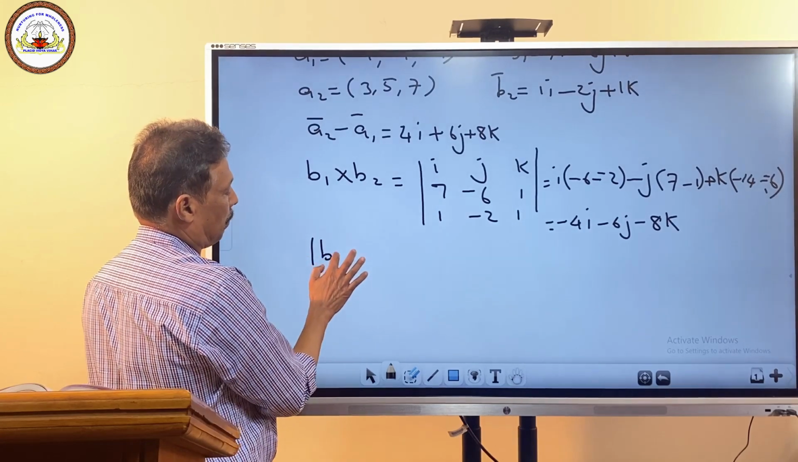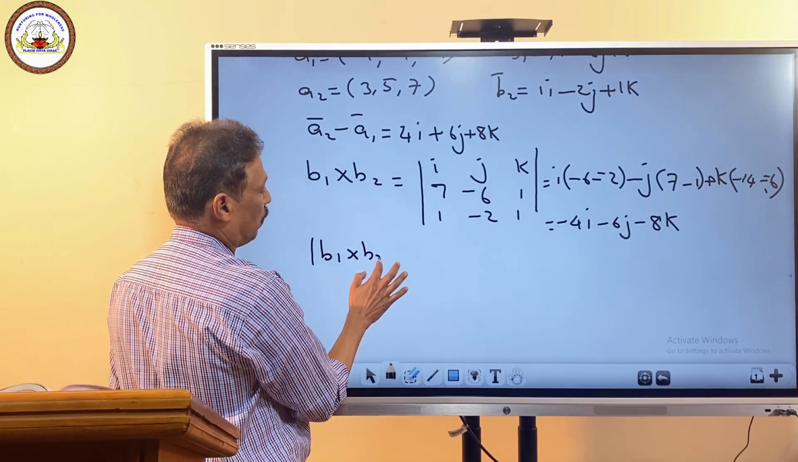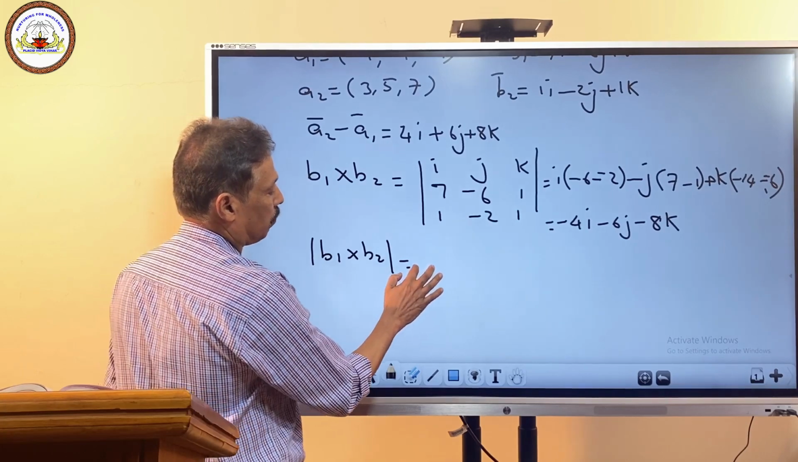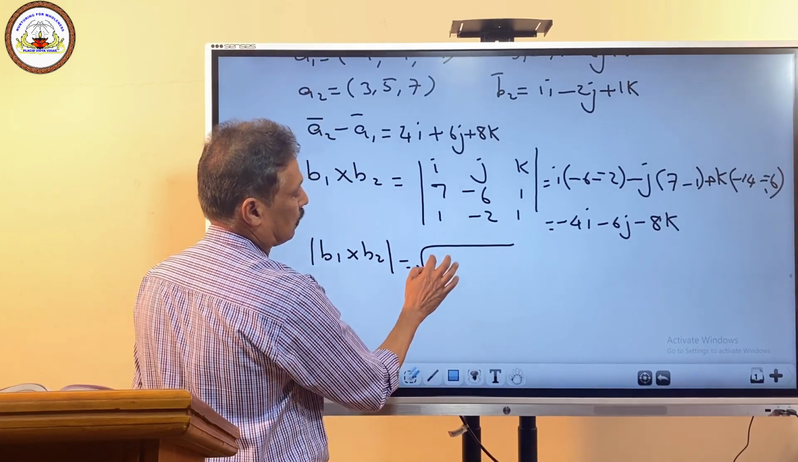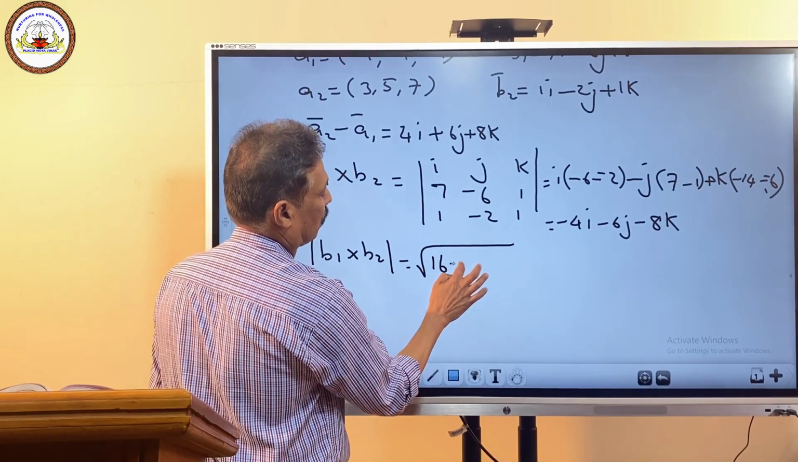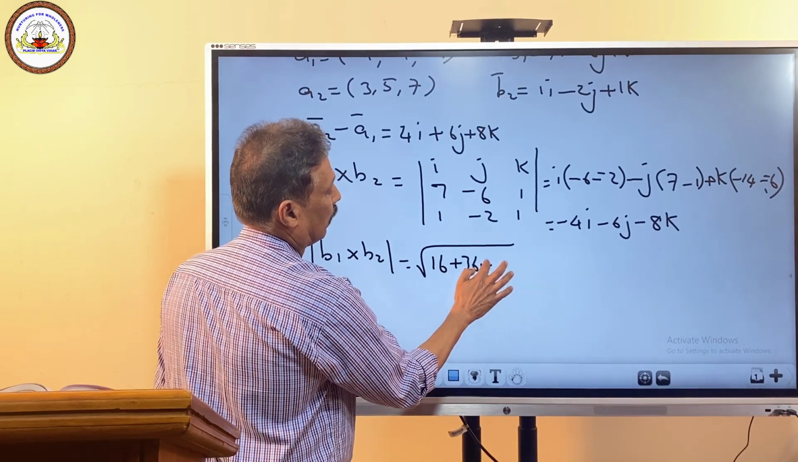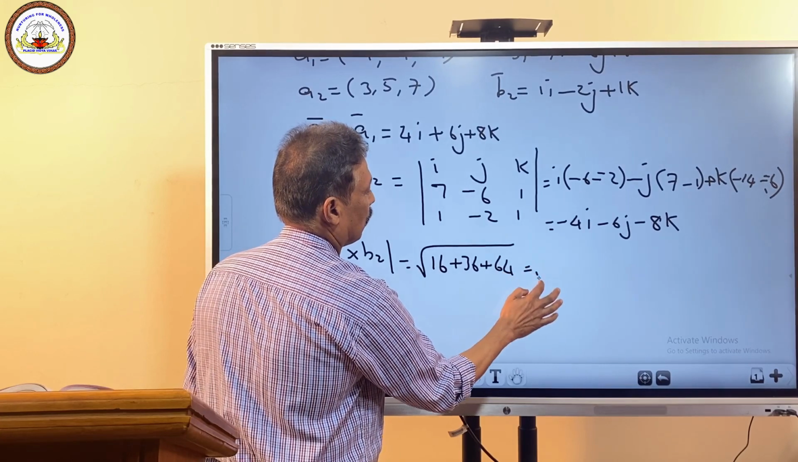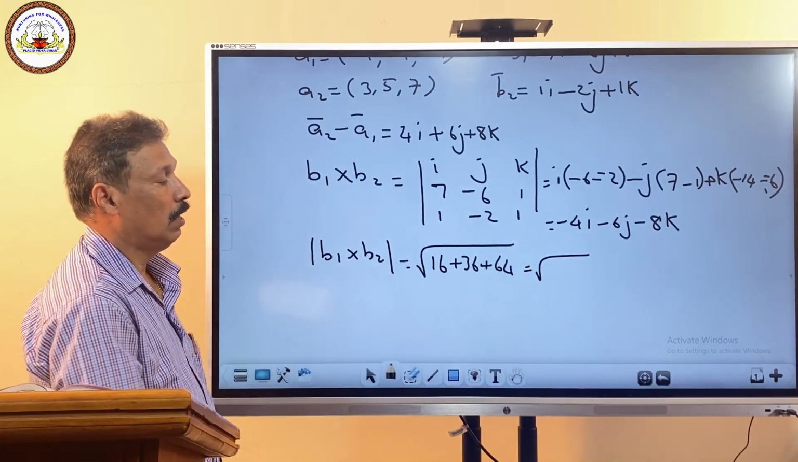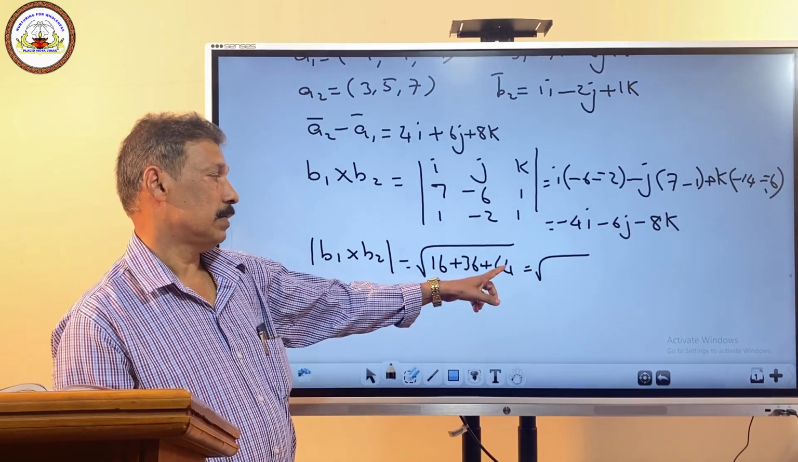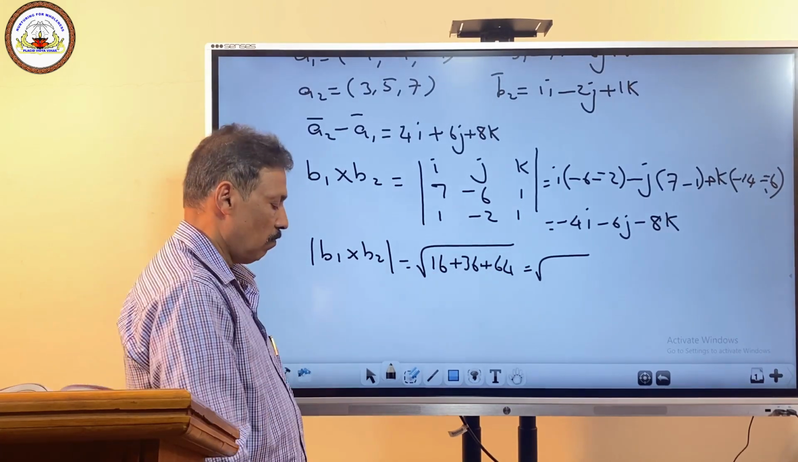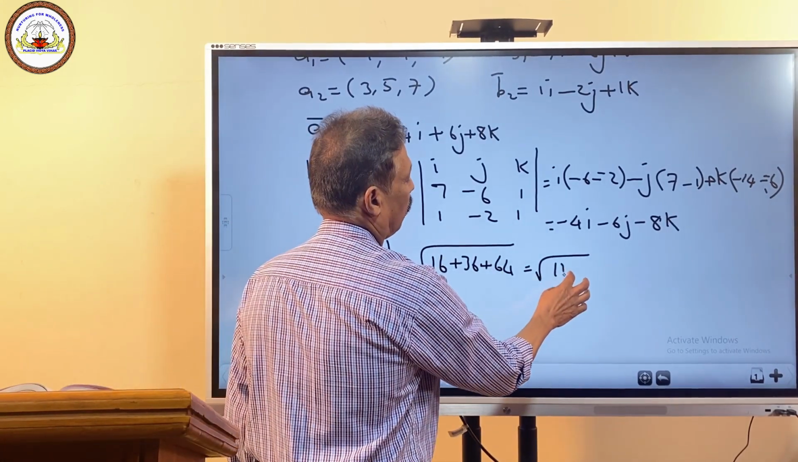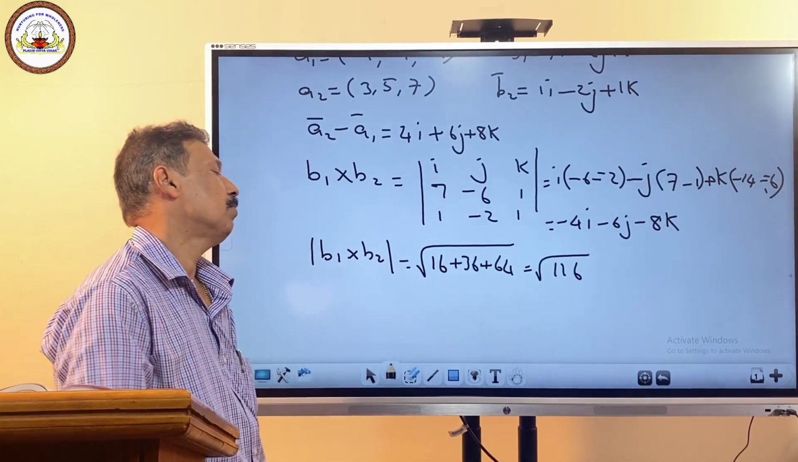Modulus of B1 cross B2 equal to root of 4 square 16, again 6 square 36, again 20 square 400. That is equal to root of 16 plus 36 plus 400, that is root of 452. That is the mod B1 cross B2.